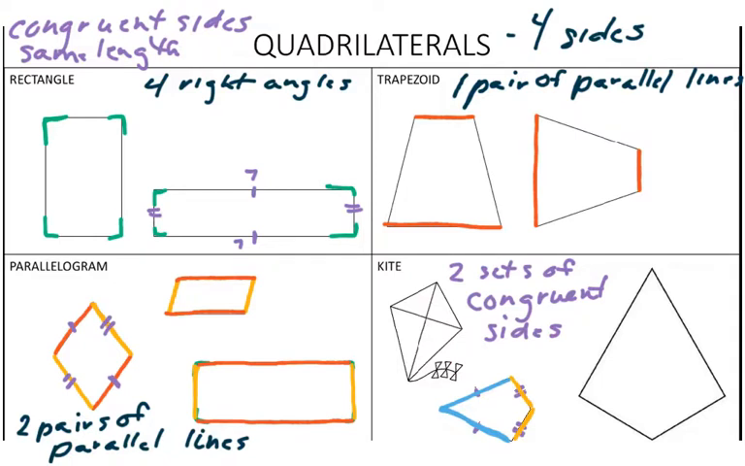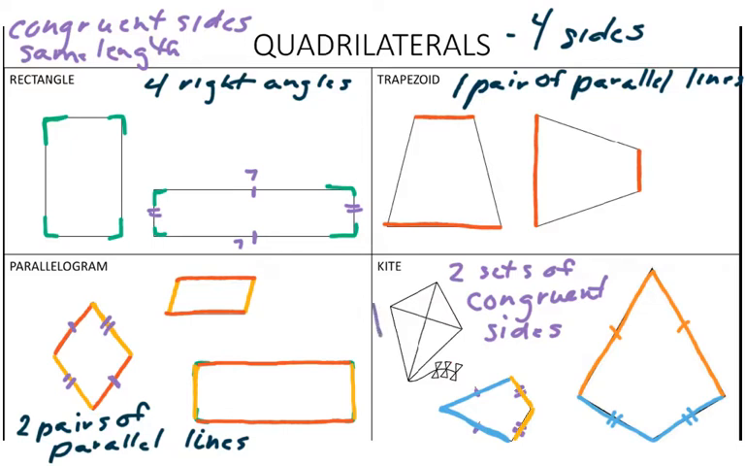Now, in this polygon over here, it's also a kite because this side and this side are congruent. That's pair number 1. And then this side and this side are congruent. That's pair number 2. Now, all of the sides cannot be congruent. If all of the sides are congruent, then it's not a kite. It's something else. Okay?